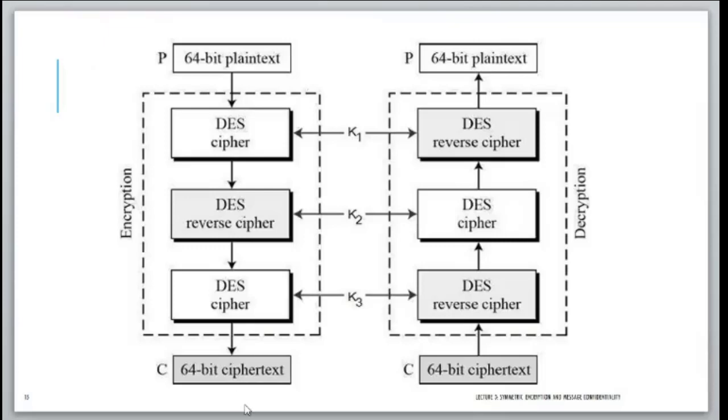So here, 3 different keys will be used: K1, K2, K3. So this is going to be 3-key triple DES. K1 is a different key, K2 is a different key, K3 is a different key. So 3 different keys will be used.